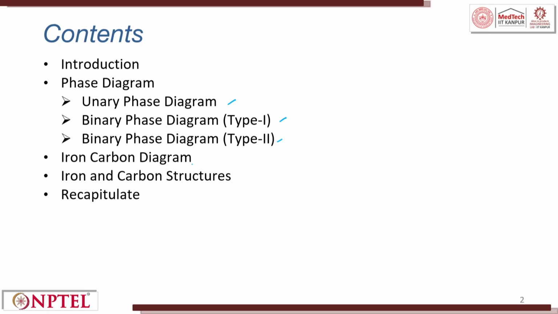The iron carbide diagram is the most popular phase diagram which is being used in academia. So, we will see the iron carbon diagram, then iron carbon structures. Finally, we will have a recap.